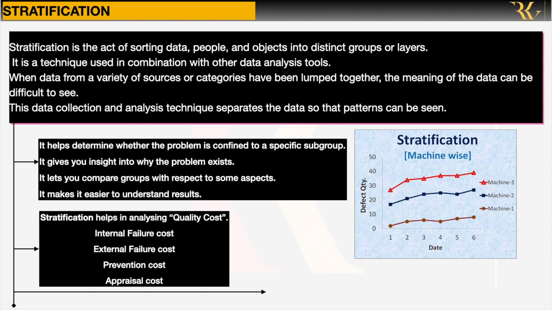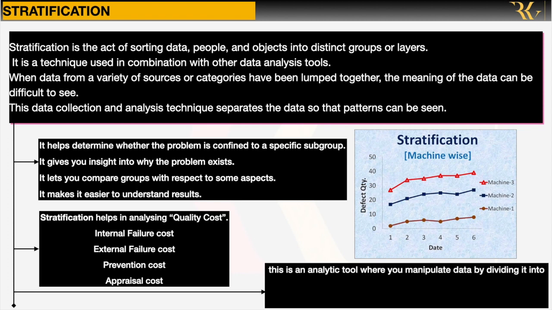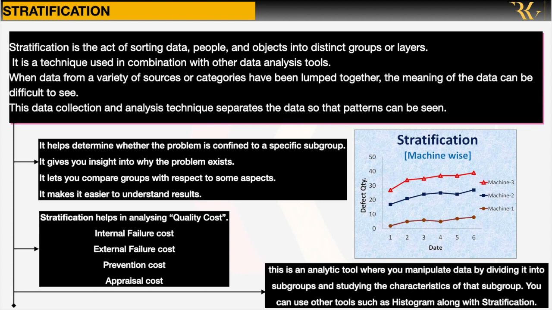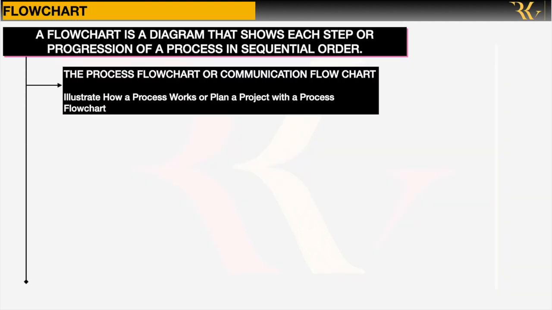This is an analytic tool where you manipulate data by dividing it into subgroups and studying the characteristics of that subgroup. You can use other tools such as a histogram along with stratification. A flowchart is a diagram that shows each step or progression of a process in sequential order.